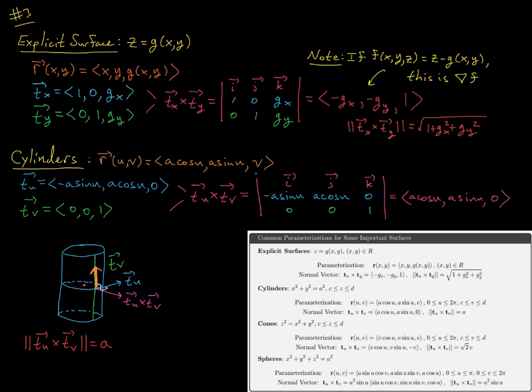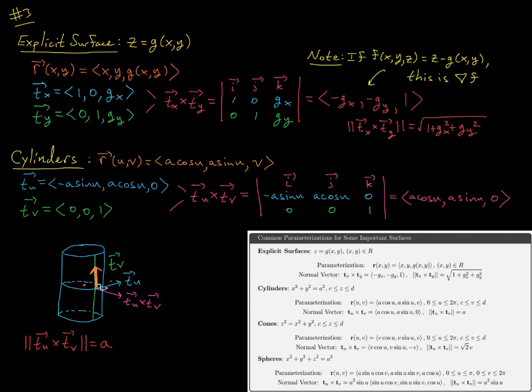Well, here's our parameterization that we derived in a previous video. So if I differentiate this thing with respect to u, I'm going to get minus a sine u, then a cosine u, and then 0, because I'm differentiating v with respect to u. Now if I differentiate with respect to v, I'm going to get 0, 0, and then 1.